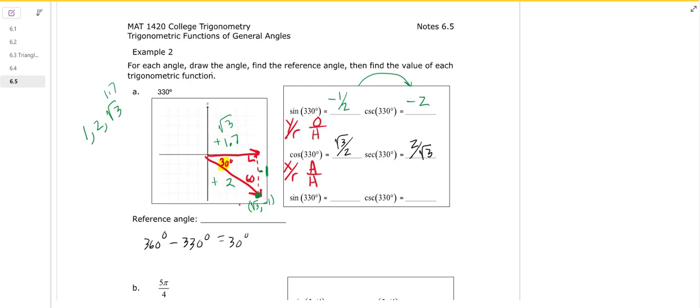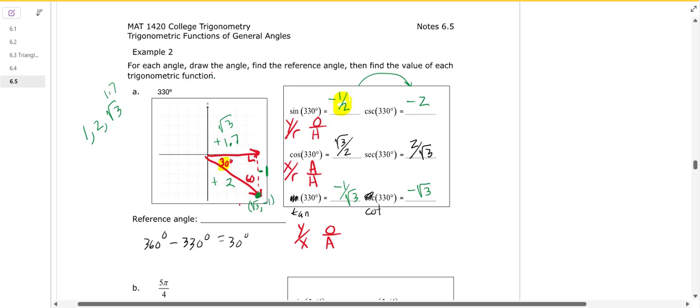This one, I think when I typed this out, I intended this to be the tangent, and this the cotangent. So what we would do on this is the tangent was y over x, or opposite over adjacent. So let's just do it that way. Opposite is negative 1, adjacent is square root of 3. So you'd end up with negative 1 over square root of 3. Cotangent is the reciprocal of the tangent, so that would just be negative square root of 3.